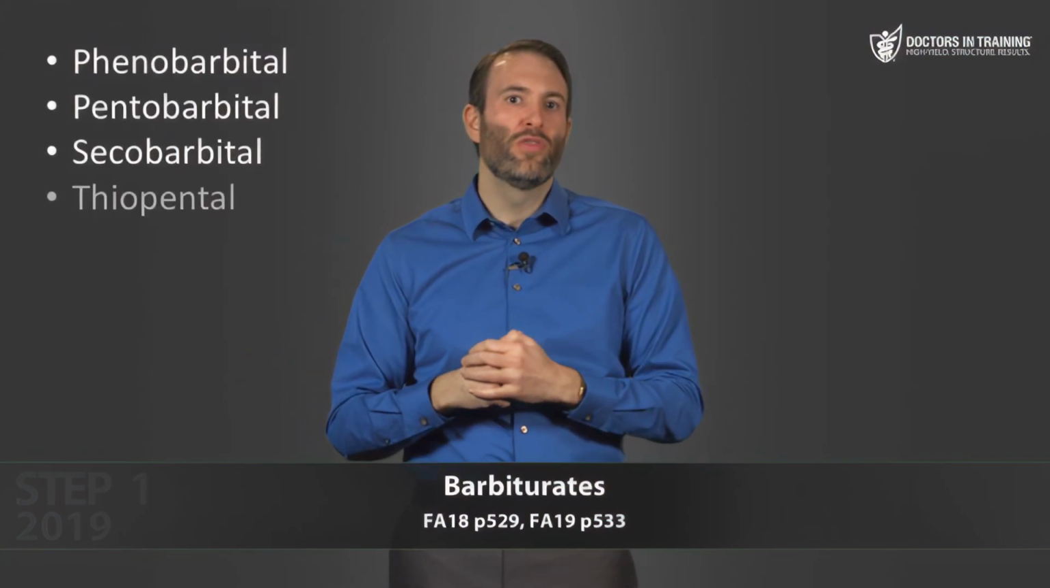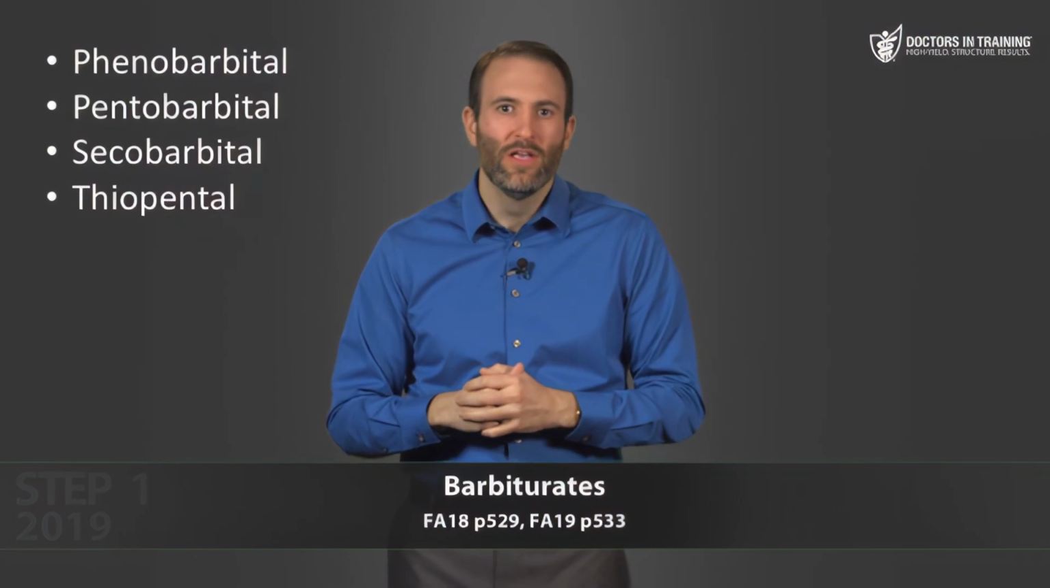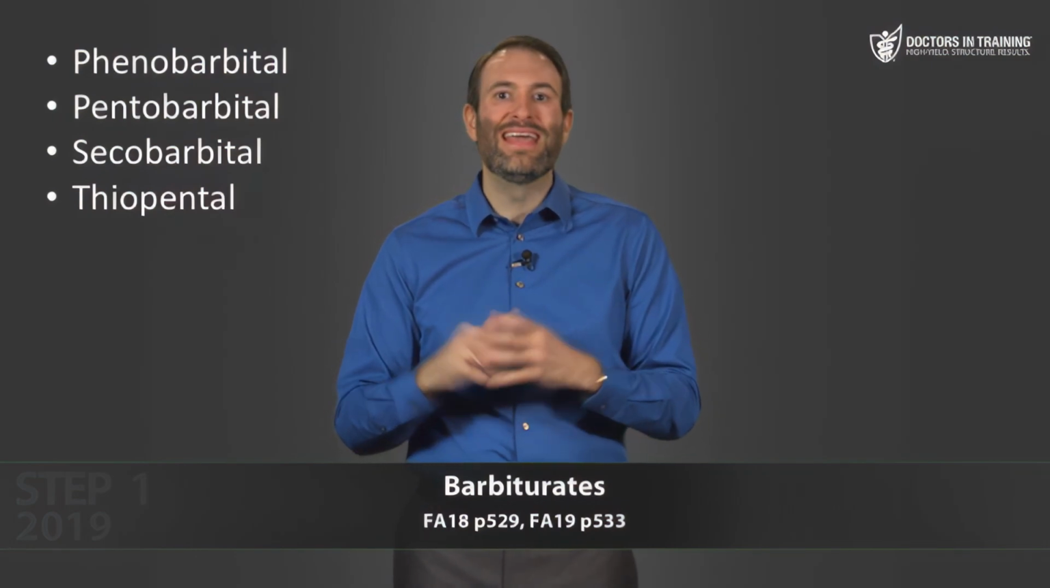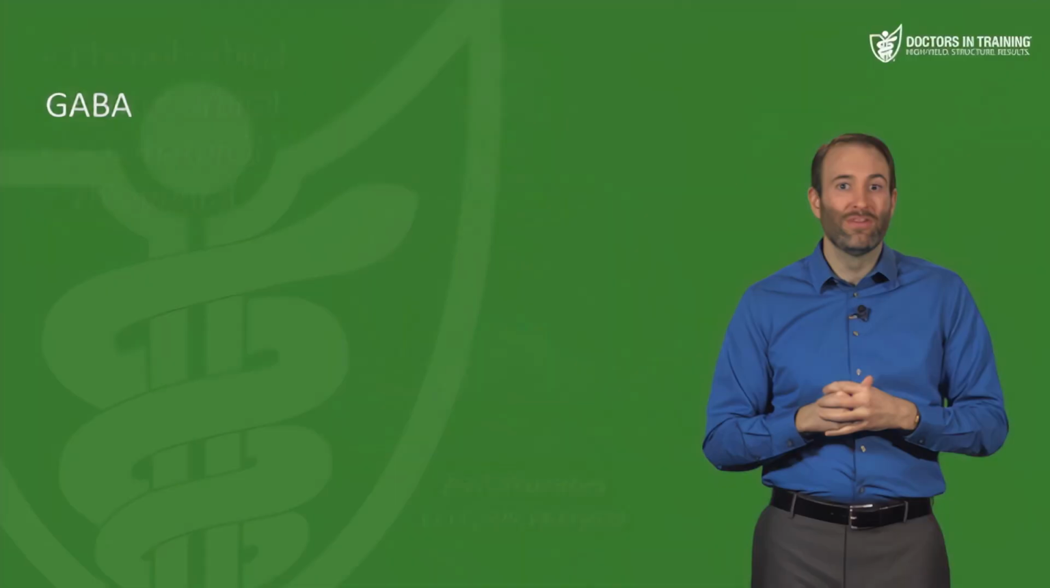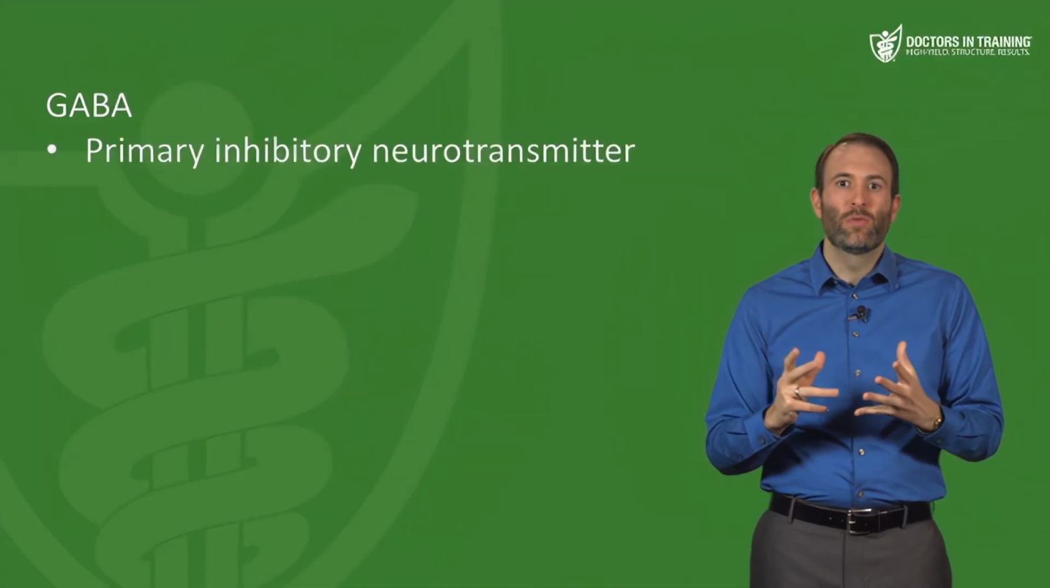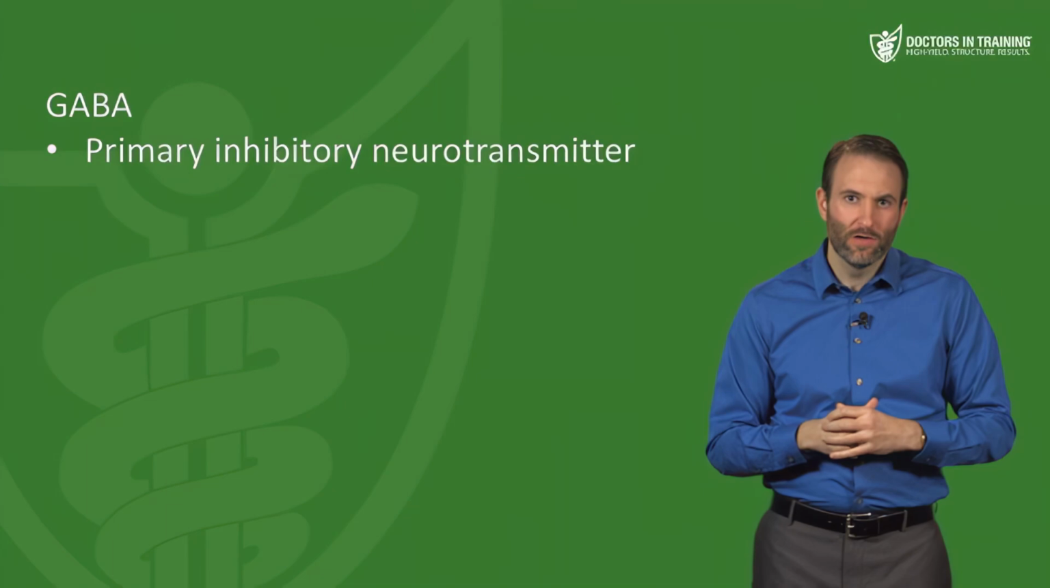And speaking of the barbiturates, let's talk about them in a little bit more detail. And we'll also compare them to benzodiazepines. They're kind of similar, but a little deceptive there. Now, a lot of barbiturates have the suffix barbital, like phenobarbital, pentobarbital, secobarbital. There's also one called thiopental as well. Now, all of these work by acting on the GABA receptors in the CNS. Now, GABA, as you probably already know, is the primary inhibitory neurotransmitter of the CNS.